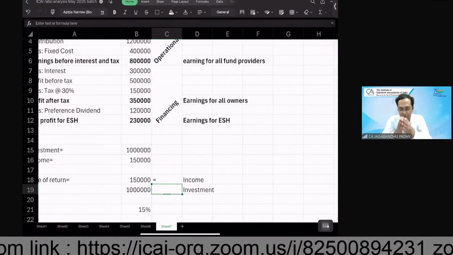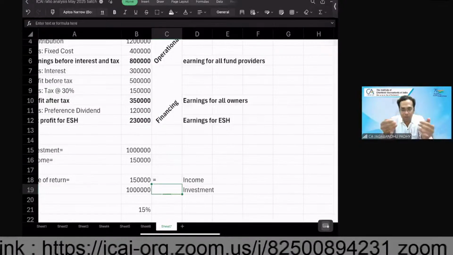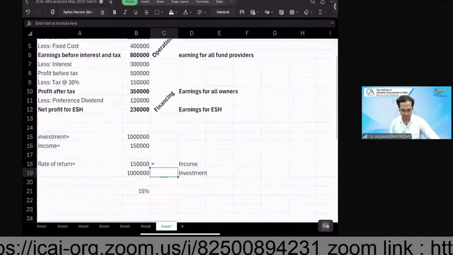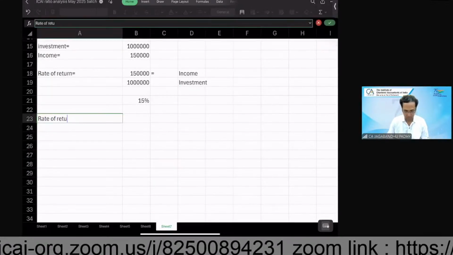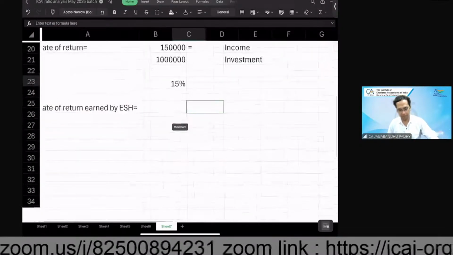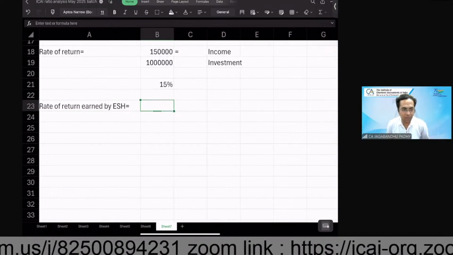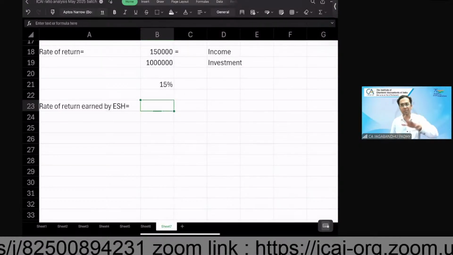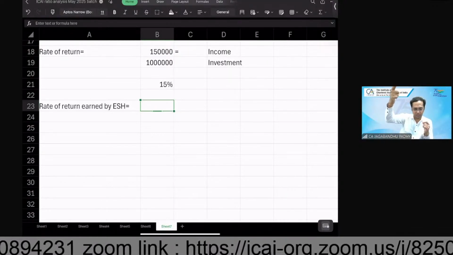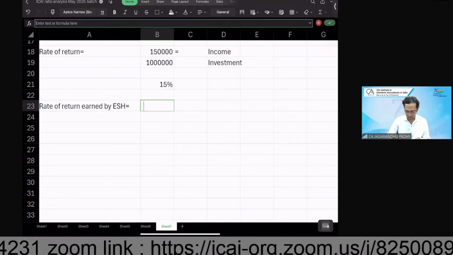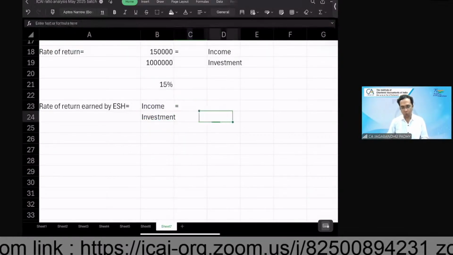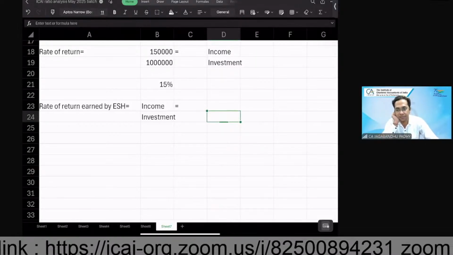Now, if I'm asking you, what is the rate of return earned by equity shareholders? I don't want the numbers. I want you to give me the logical formula for it. The formula is simple. Numerator, it has to be income. Denominator, it has to be investment. Right? So this is income upon investment. What is income for equity shareholder?